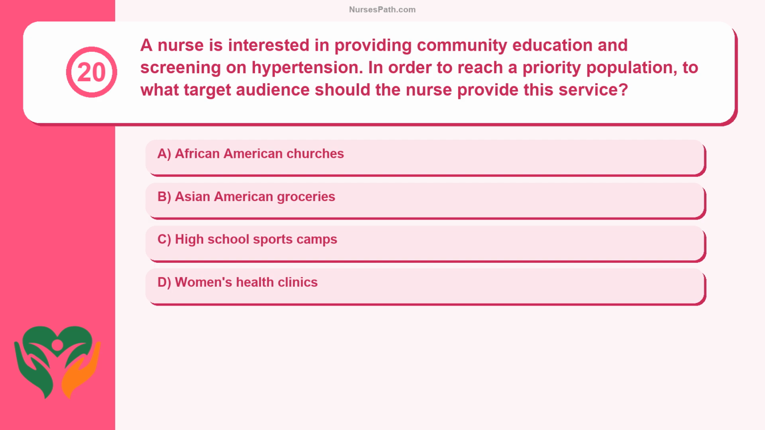Question 20. A nurse is interested in providing community education and screening on hypertension. In order to reach a priority population, to what target audience should the nurse provide this service? A. African American churches. B. Asian American groceries. C. High school sports camps. D. Women's health clinics.